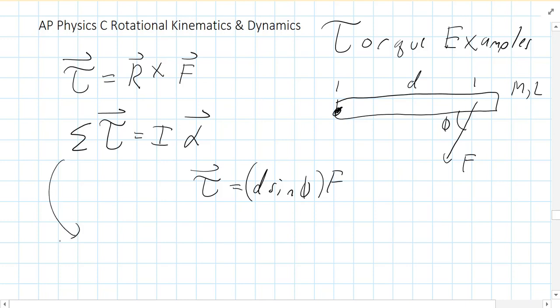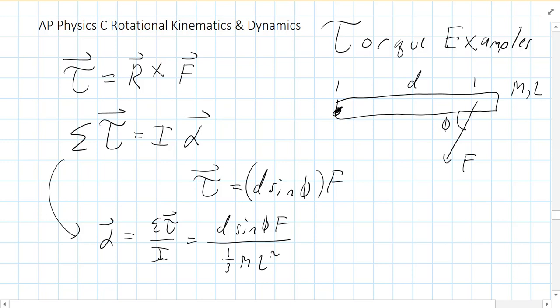So I would take my Newton's second law in rotation and solve for alpha, which is net torque over I, which is that thing we just got, d sine phi times F, divided by I. Then you have to figure out the moment of inertia of a rod pivoted at its end. Previously we figured out that it was 1/3 m L squared. And pretty much that's your answer. You can put the 3 up here, but otherwise you're pretty much done. And of course, if I gave you numbers, you could plug them in and get an actual angular acceleration in radians per second squared.